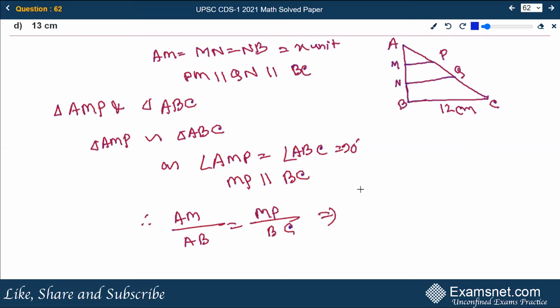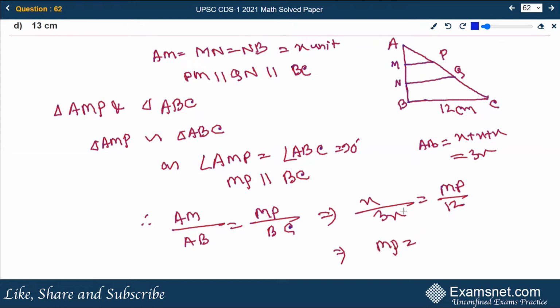From here, AM by AB will be x plus x plus x, that is 3x. So 3x equals MP by 12. So we will get MP as 4 units, or 4 centimeter.